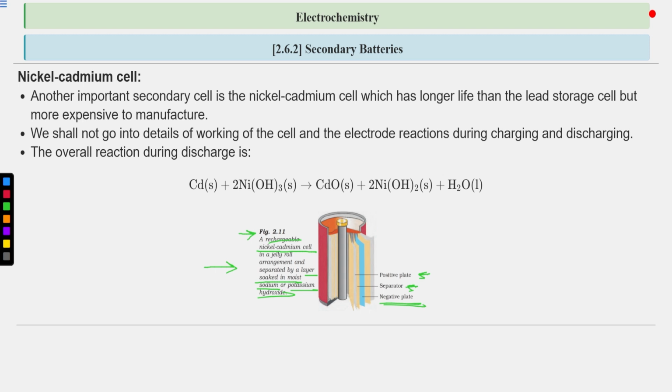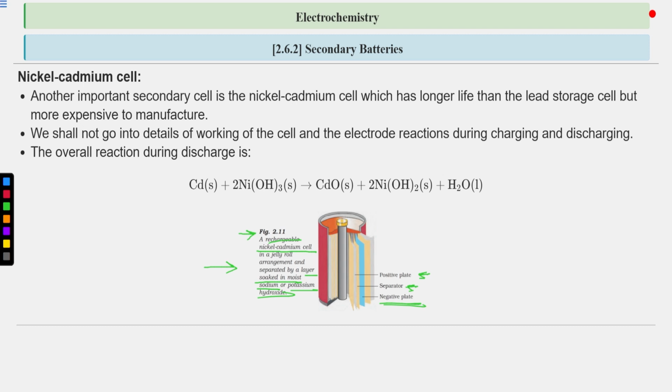You can also see that this is a tricky structure for a cell, where different vertical layers are arranged one by one, and there is a positive plate, the silver one. The yellow part is a separator, which we use in cells to separate the anode and the cathode. So this is the separator in the yellow plate, and the negative plate is colored blue, right? So this is the arrangement.